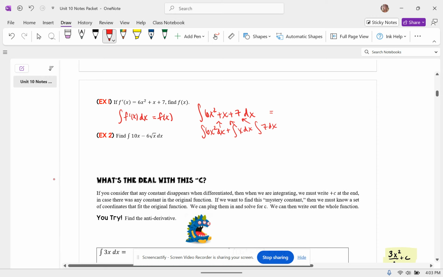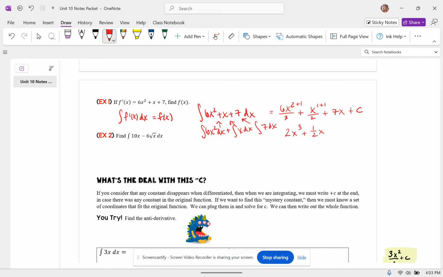So if I integrated piece by piece, I would have 6x squared. I add 1 to the exponent and then divide by the new power, plus x to the first. I add 1 to the exponent and then divide by the new power, plus 7. When I have a constant, I tack on an x, plus c. Let's go ahead and reduce. So 6 divided by 3 will give me 2x cubed plus 1/2 x squared plus 7x plus c. That is my answer to example 1. Let's look at example 2.